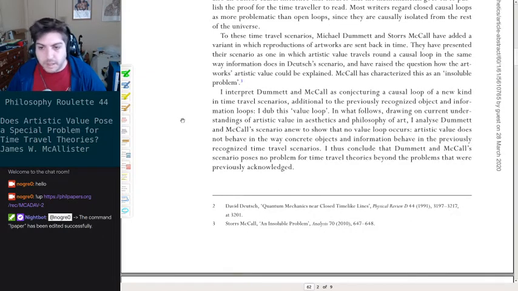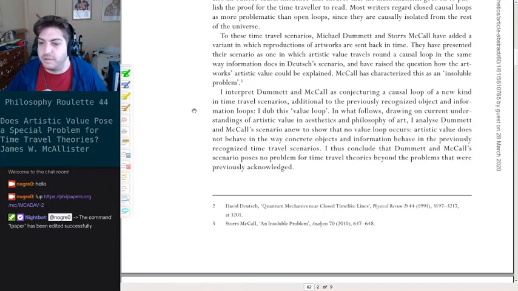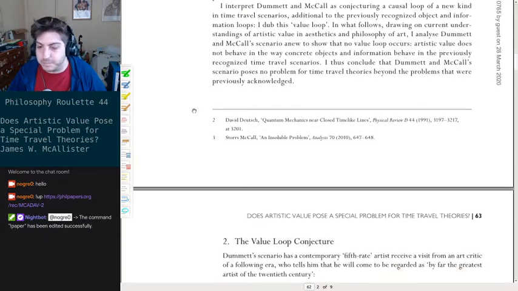McCall has characterized this as an insoluble problem. I interpret Dummett and McCall as conjecturing a causal loop of a new kind in time travel scenarios. Additional to the previously recognized object and information loops, I dub this the value loop. In what follows, drawing on current understandings of artistic value and aesthetics and philosophy of art, I analyze Dummett and McCall's scenario anew to show that no value loop occurs. Artistic value does not behave in the way concrete objects and information behave in the previously recognized time travel scenarios. I thus conclude that Dummett and McCall's scenario poses no problem for time travel theories beyond the problems that were previously acknowledged.